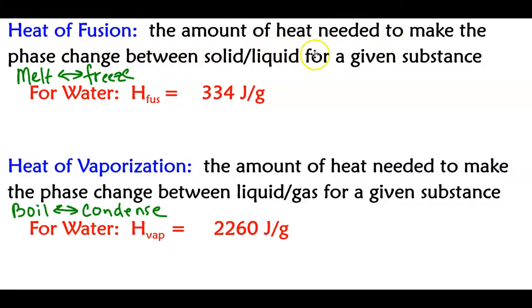As it turns out, the heat of fusion is the amount of heat needed to make a phase change between solid and liquid, or melting and freezing. For water, the heat of fusion is 334 joules per gram. The heat of vaporization is the amount of heat you need to make the phase change between liquid and gas for a given substance, so boiling or condensing. For water, the heat of vaporization is 2260 joules per gram.